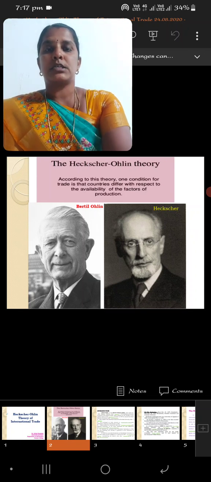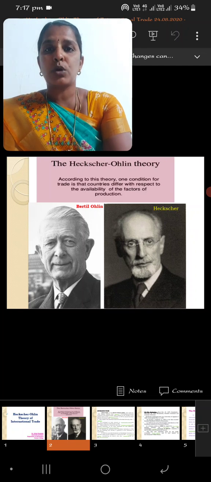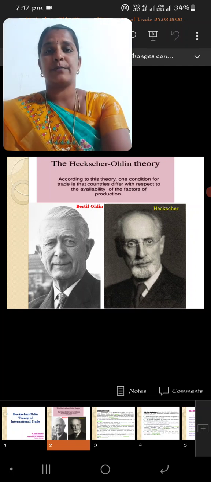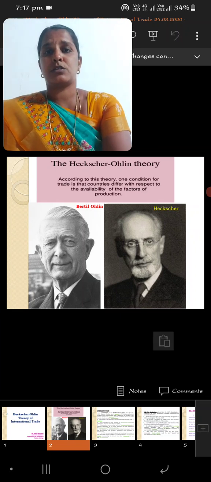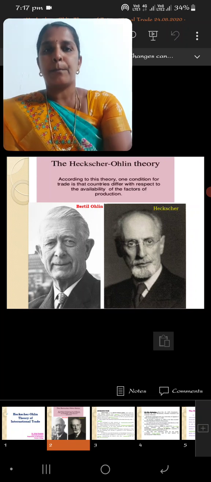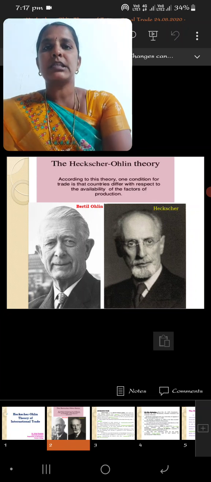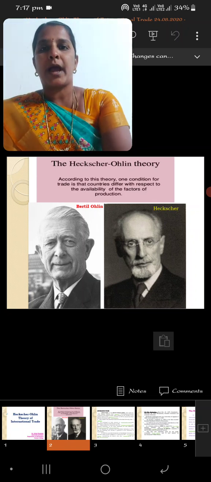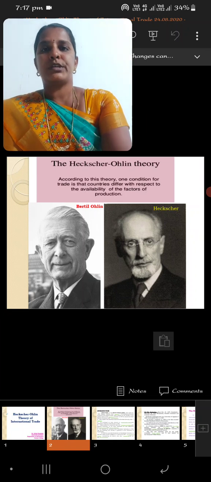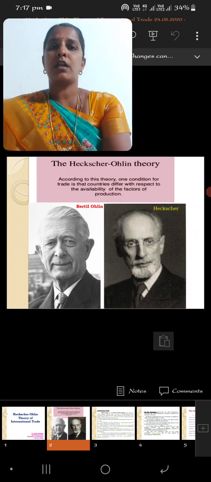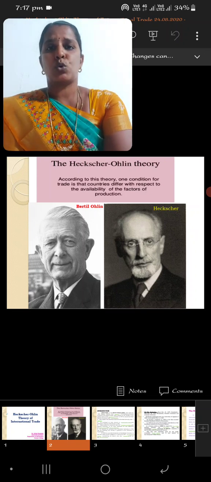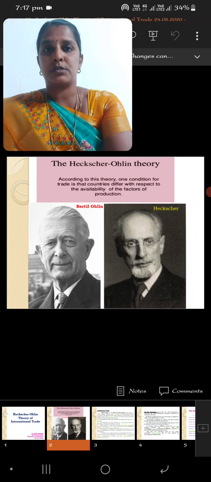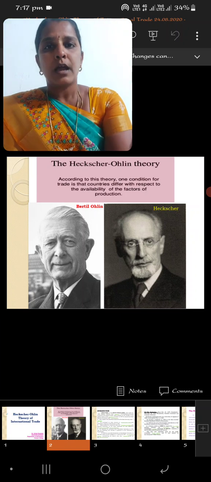In these two countries, they are producing only two commodities with two factors. Factors of production are land, labor, capital, and organization, four factors of production. But in this theory, they have chosen only labor and capital. The two goods are wine and cloth. Two countries, England or Germany or Australia or America, whichever countries are possible, we have chosen only two countries, two goods, and two commodities.